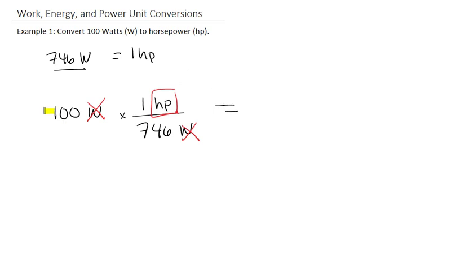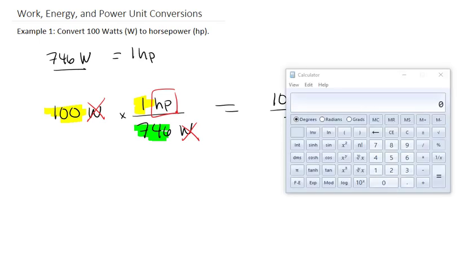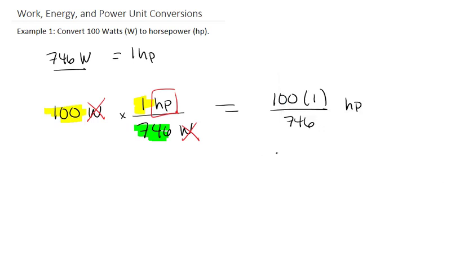Then we need to go ahead and multiply 100 times 1, and then we will finally divide that number on the top by 746 in the end. So we go 100 times 1 over 746, and this is horsepower. So let's get our calculators out. We have 100 times 1 divided by 746, and we're left with 0.13. And it's horsepower. Let's do another example.